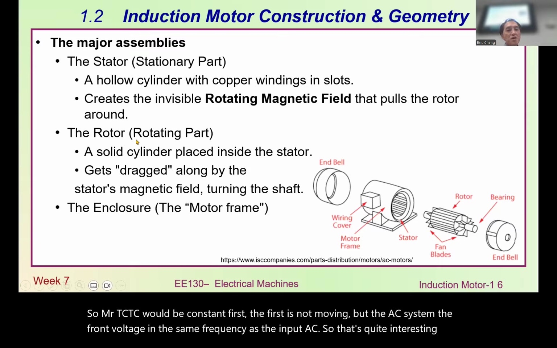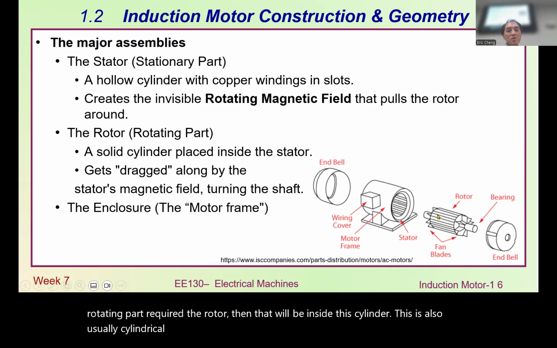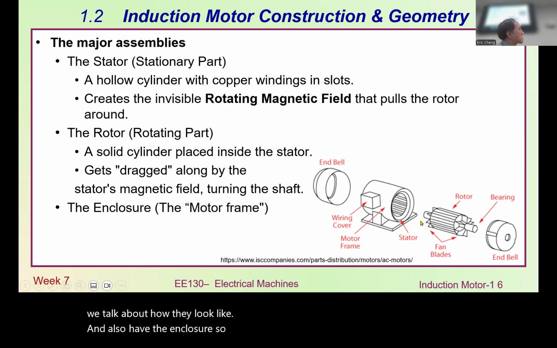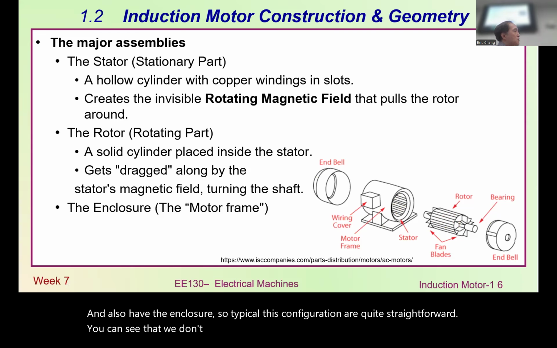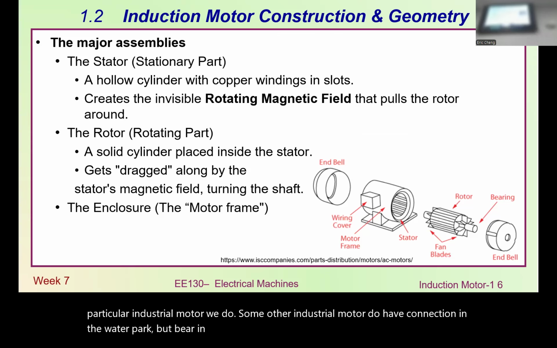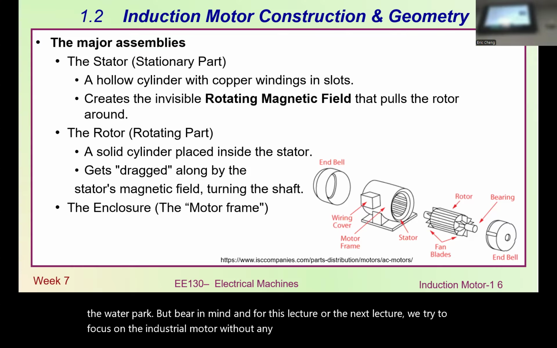The rotating part, we call the rotor. Then that will be inside this cylinder. It's also usually cylindrical. And inside, there's some kind of magnetic turn as well. Later on, we'll talk about how they look like. And we also have the enclosure. So typically, this configuration is quite straightforward. You can see that we don't have any connection in the rotor. Of course, only for this particular industrial motor. We do have some other industrial motors that do have connection in the rotor part, but bear in mind, for this lecture or the next few lectures, we try to focus on the industrial motor without any connection from here.